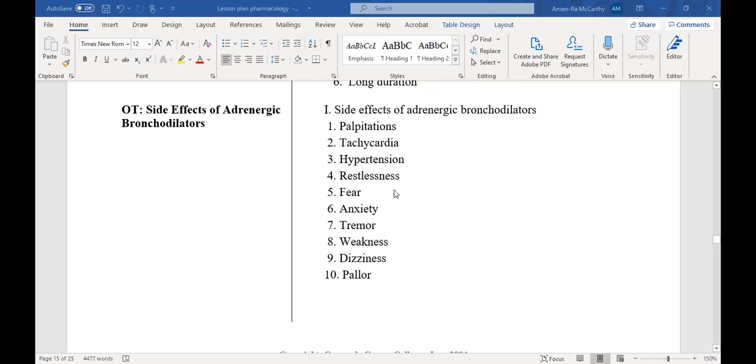All right, what are the side effects of adrenergic bronchodilators? Well, we have cardiac and we have systemic side effects, okay? So all of the red ones are going to be cardiac, all right? So palpitations, tachycardia, hypertension, that's high blood pressure. Those three here are the cardiac side effects. The rest of these will be systemic side effects.